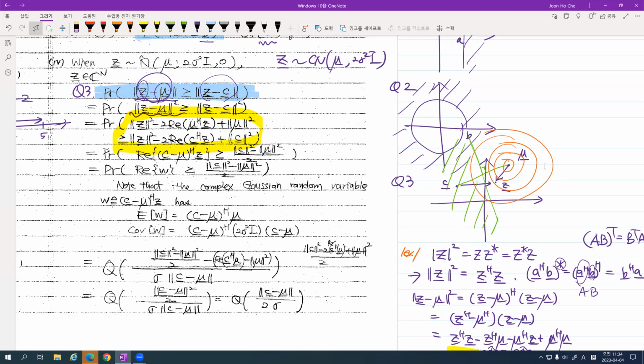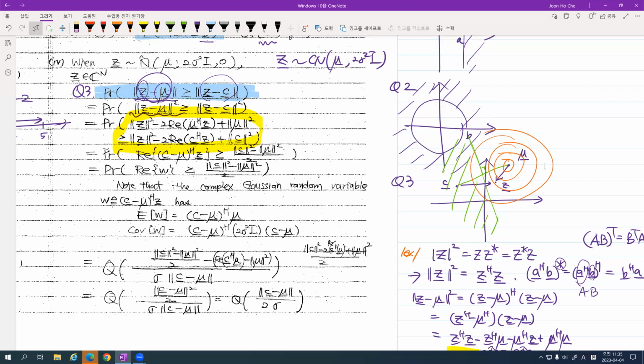Now, what is this, by the way? This is a linear transformation of Z. Inner product of a constant vector and a complex Gaussian random vector becomes what? Complex Gaussian random variable, right? So this is what? This is simply now a complex scalar. It's a proper complex Gaussian random variable.